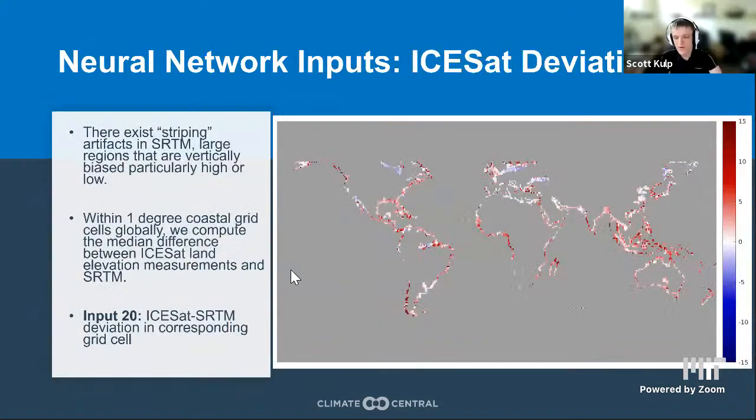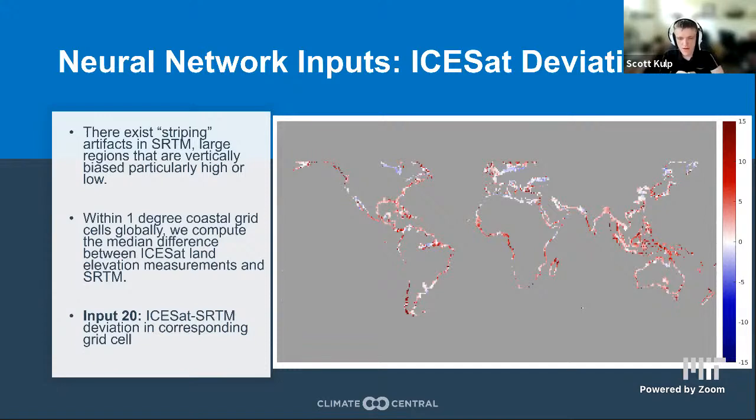Another problem with SRTM is that it's a satellite, right? And over the course of the mission, it got kind of wobbly. So they had to constantly readjust it using micro adjustments, but tiny little adjustments to the satellite could create multi-meter errors in the elevation model. So that creates what they call striping artifacts.